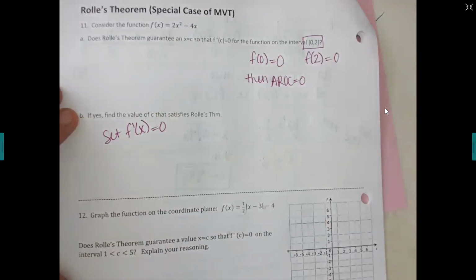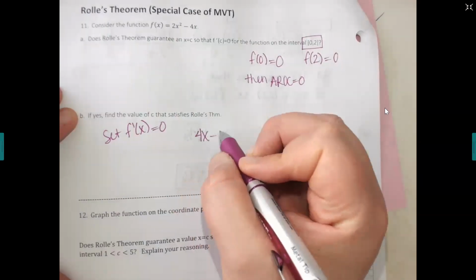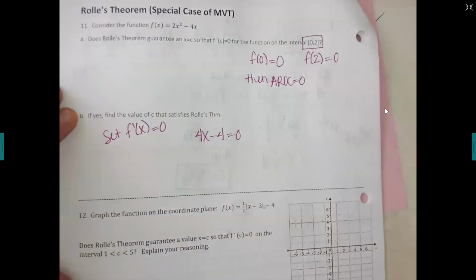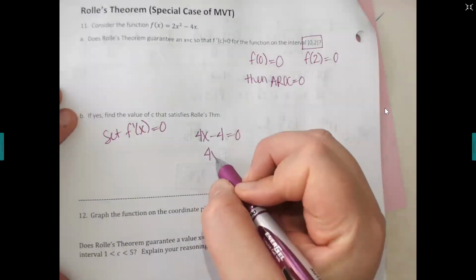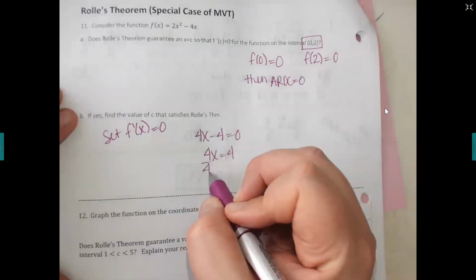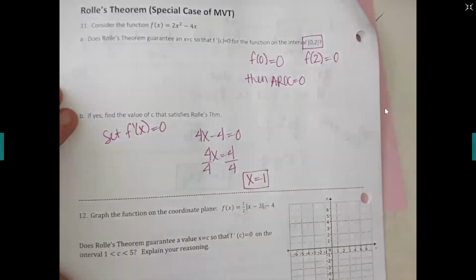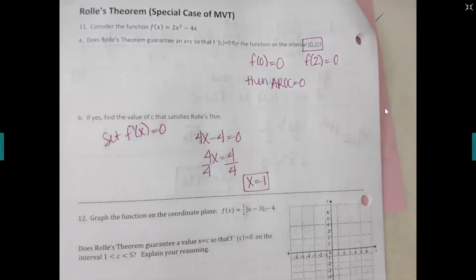What is the derivative of 2x squared minus 4x? 4x minus 4 equals 0. And then just solve it. So add the 4 across, 4x is 4. Divide the 4 across, x equals what? 1. Now, is 1 also on the interval from 0 to 2? Because if it's not, you can't use it. Yes, it is. Okay, so let's do one of the MVTs off your homework.